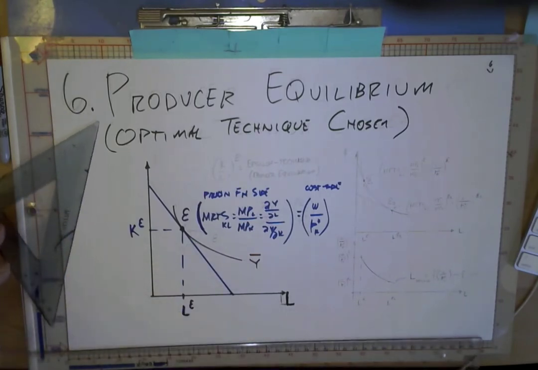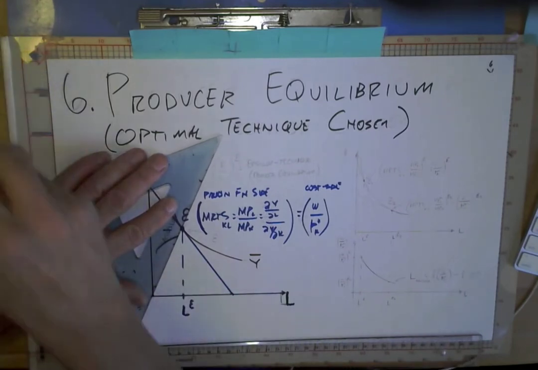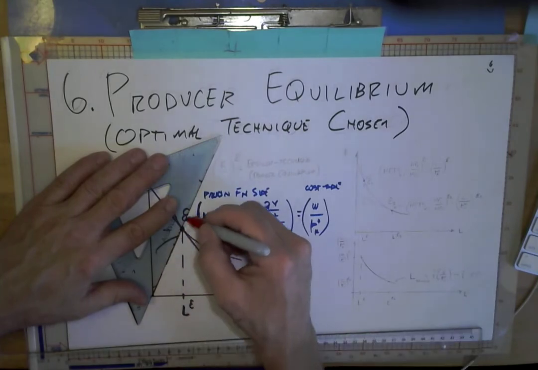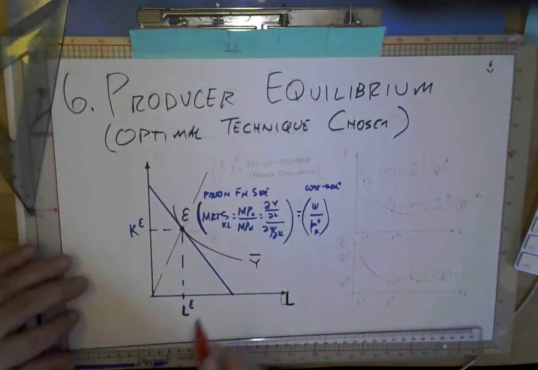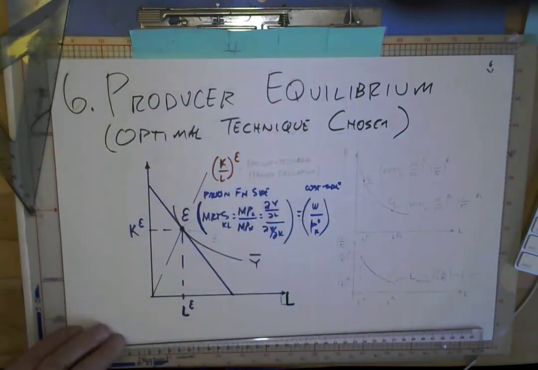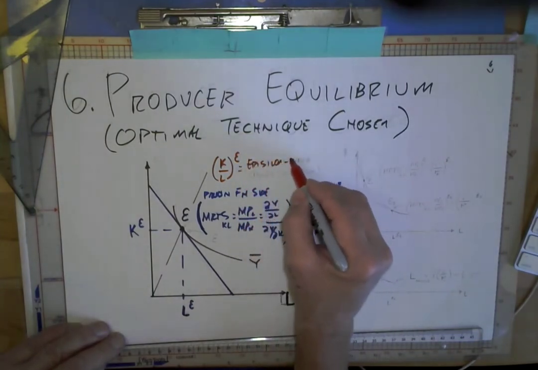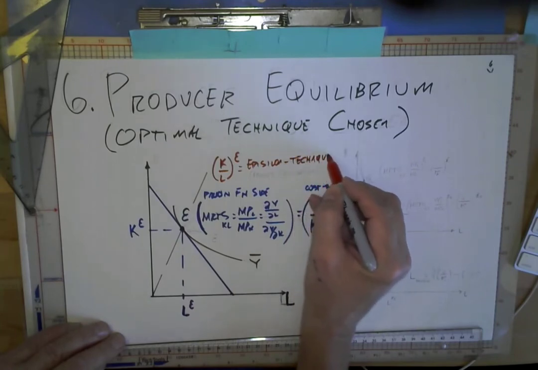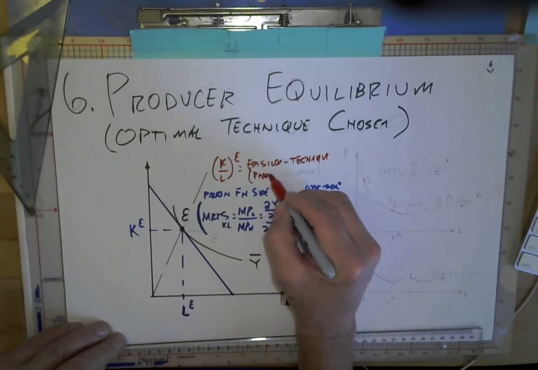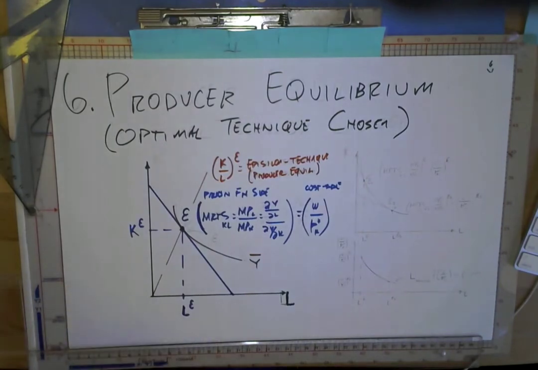Epsilon is going to be the optimizing technique given the particulars of this situation. That means we can take the ray from the origin here. This is going to give you the optimal capital-labor ratio, the epsilon technique, where the epsilon technique is going to be producer equilibrium. That's the technique that's going to be chosen.